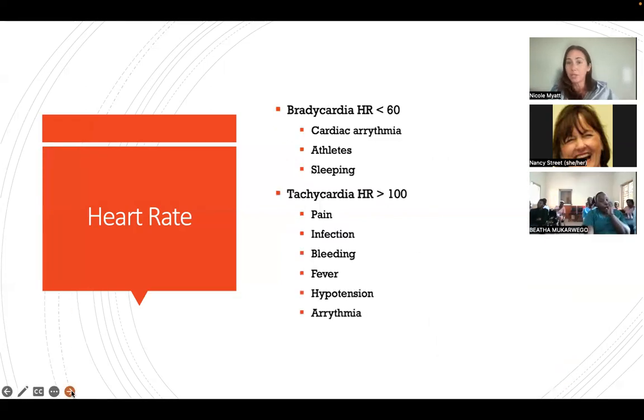So bradycardia is when the heart rate is less than 60. So remember, we said optimal is 60 to 100. That's where your body is the happiest. Bradycardia, what can cause that? So it can be just a cardiac arrhythmia.